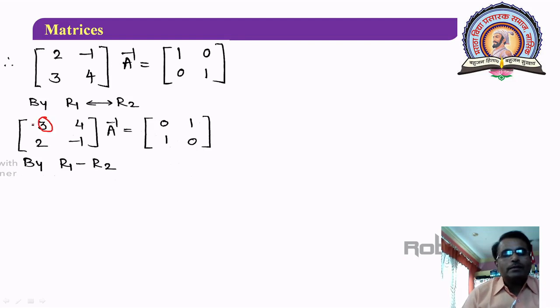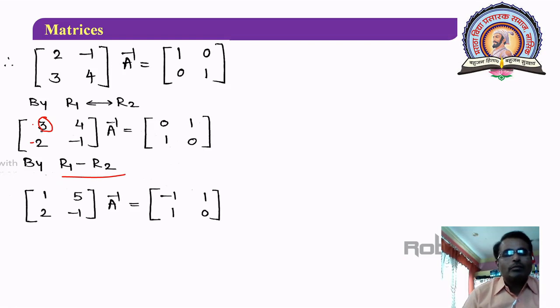For that, I am considering R1 minus R2, 3 minus 2, that becomes 1. So R1 minus R2 is the simple operation. Due to that, you will get 3 minus 2, it is 1, and 4 minus of minus 1, that becomes 5. There will be no change in the second row, that remains as it is. The same operation on the right hand side also. Now you have to consider R1 minus R2. So 0 minus 1, it is minus 1 here, and 1 minus 0, it is 1, but the second row 1 0 remains as it is.